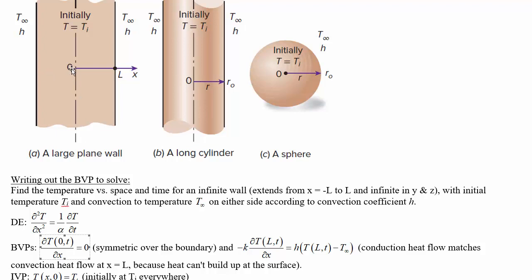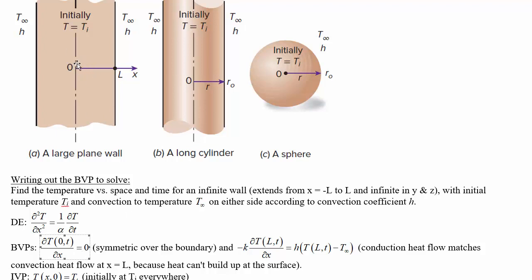We've got to have that the temperature, because of this initial setup, same convection on each side, there's no reason the temperature should be higher on the right side than the left. And in fact, at the center, we've got to have a symmetric temperature distribution, which means the slope of the temperature at the center has to be 0.